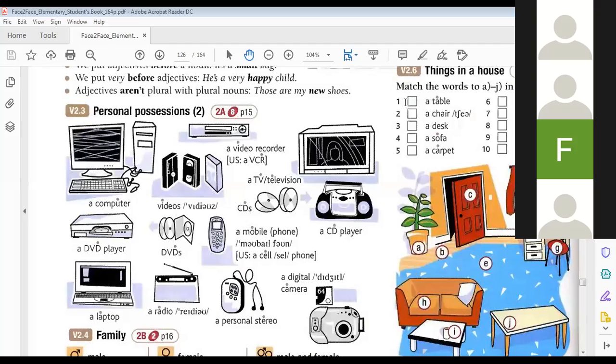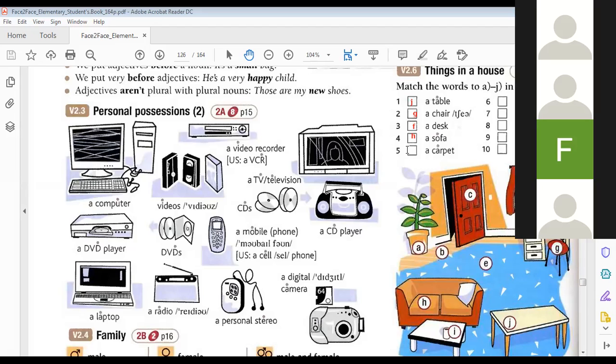J. J, okay. What about the chair? G. And the desk? F. Okay. What about the sofa? H. H. Sofa is H. Yeah. What about the carpet?